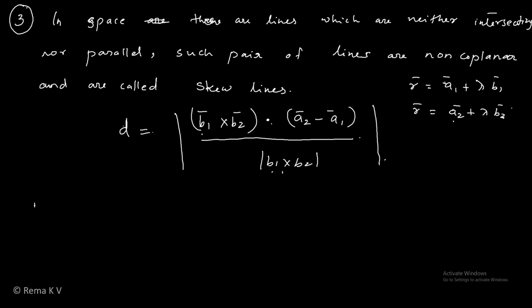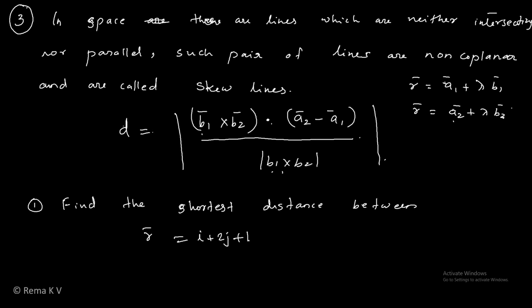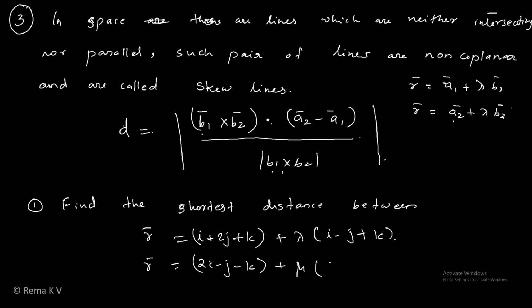So let us consider an example. Find the shortest distance between the lines vector r equals i plus 2j plus k plus lambda into i minus j plus k, and vector r is equal to 2i minus j minus k plus mu into 2i plus j plus 2k.